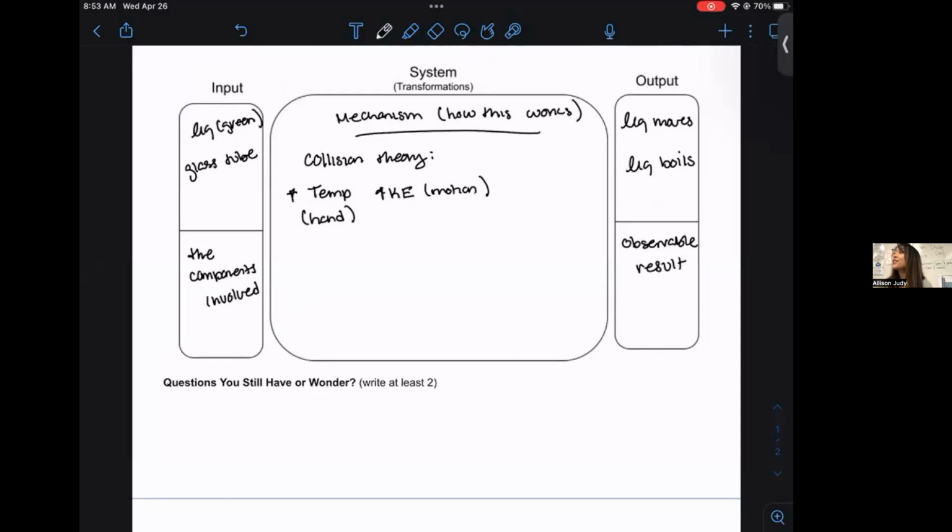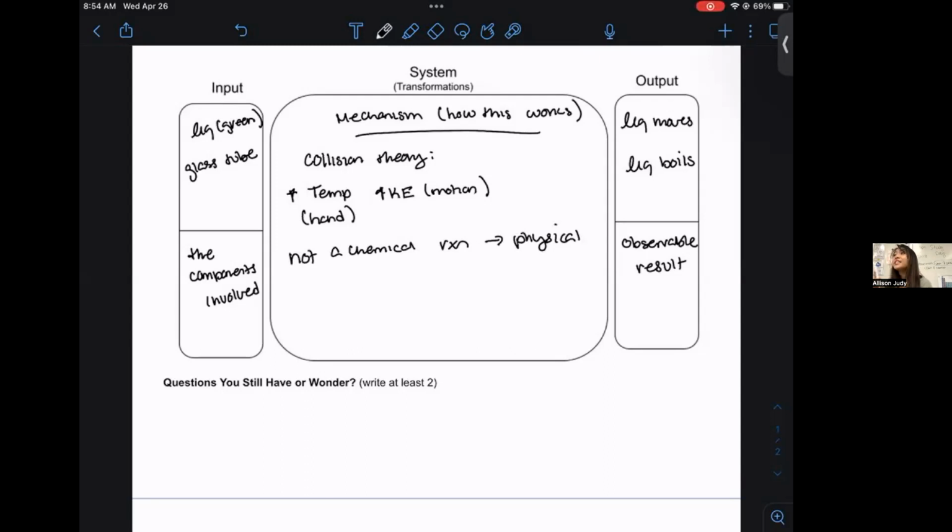Okay, so there's something else that you probably need to notice about this. Collision theory is super helpful for understanding how particles work. We used it in the context of a chemical reaction, but is this a chemical reaction? No, this is not a chemical reaction. It's a physical change. I'm just going from liquid to gas, boiling.